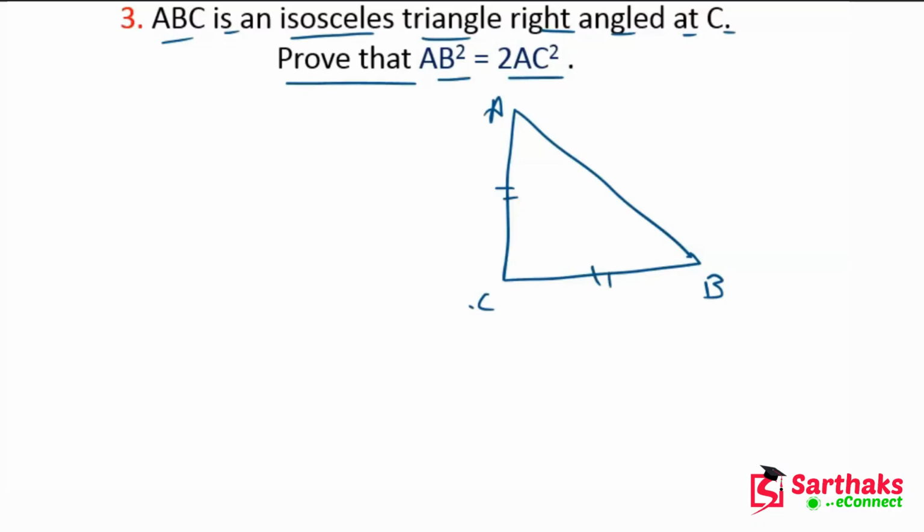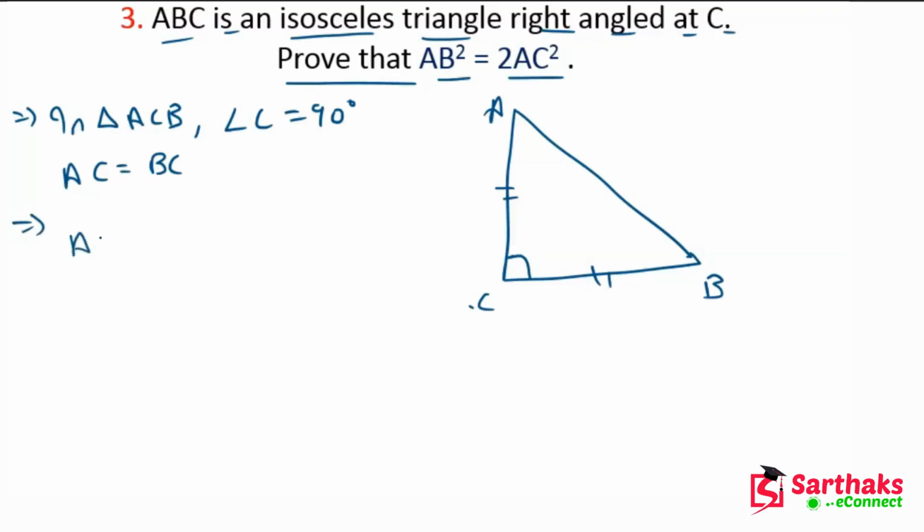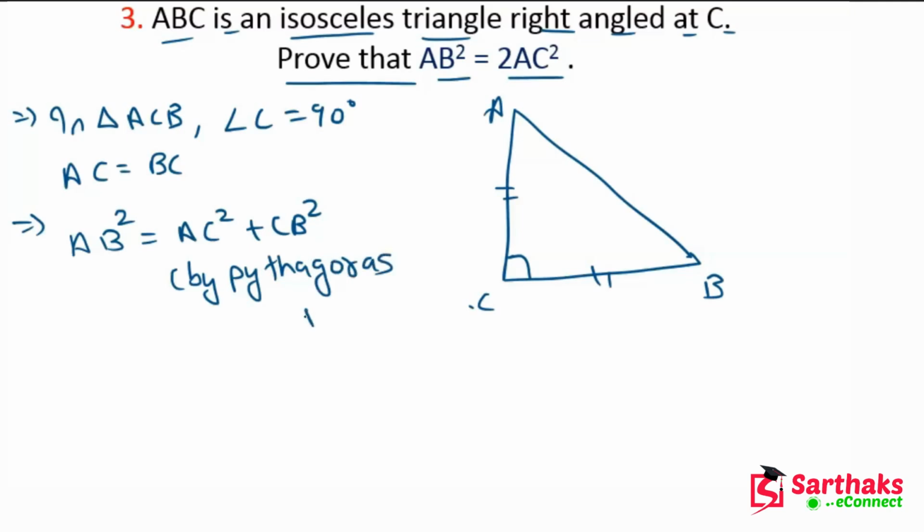Okay, so in triangle ACB, we have angle C is equal to 90 degrees, and we have AC is equal to BC, isosceles triangle property. So we can write AB square is equal to AC square plus CB square by Pythagoras theorem.